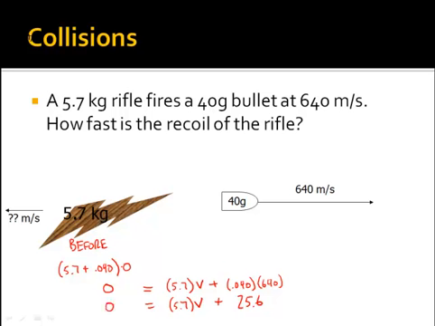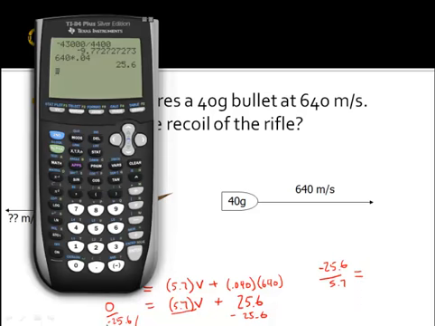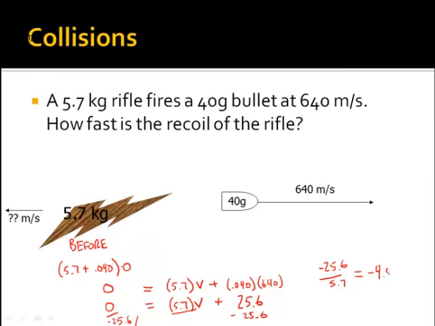If we subtract 25.6 from both sides, and then divide both sides by 5.7, it's a little messy here. Let me rewrite it. Negative 25.6 over 5.7. That gives a velocity of the gun coming back of about 4.5 meters per second. Remember that that is roughly doubled, or about 9 or 10 miles per hour.